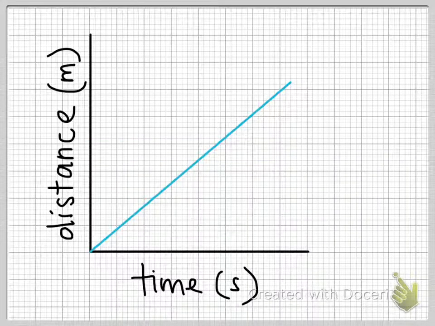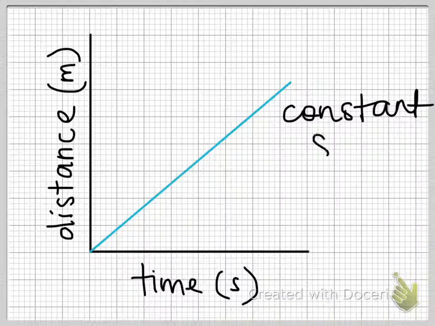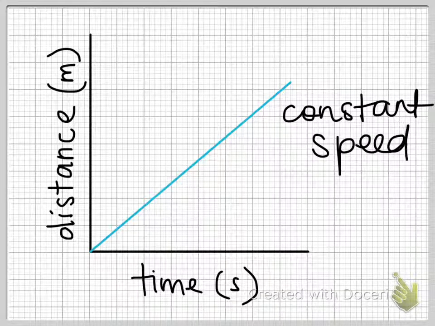So this graph that we're looking at now indicates that as time is elapsing, the distance is increasing in a similar kind of fashion. This is what we call constant speed. It's not that the speed is increasing, it just means that the object that the graph is representing is moving at the same speed over time.